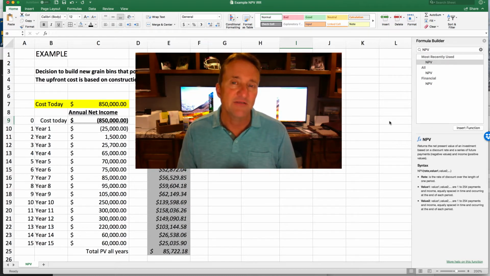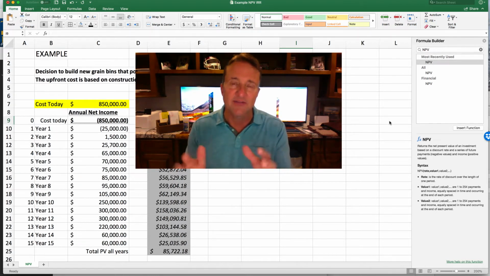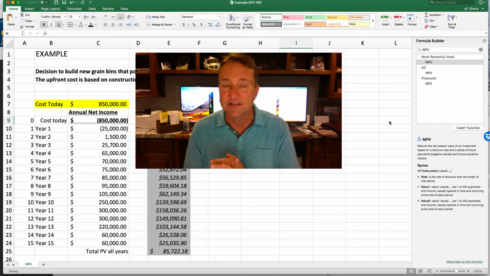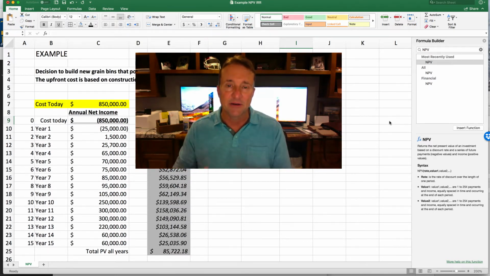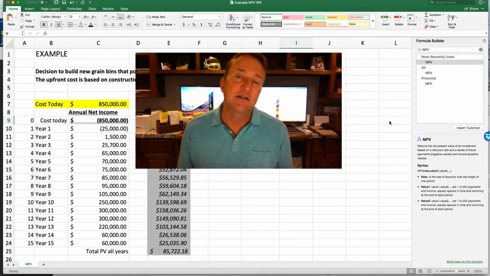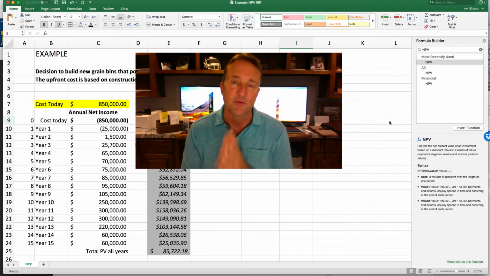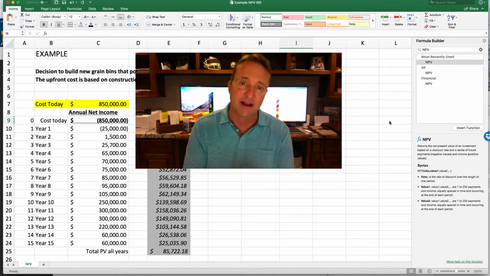So net present value takes the concept of present value and says, let's apply it to this deal where I have to pay money up front. That's a cost. And then every year I bring in money. But I have to keep calculating what it's worth every year. So Excel does all of that calculation for you in one step. It's called net present value.